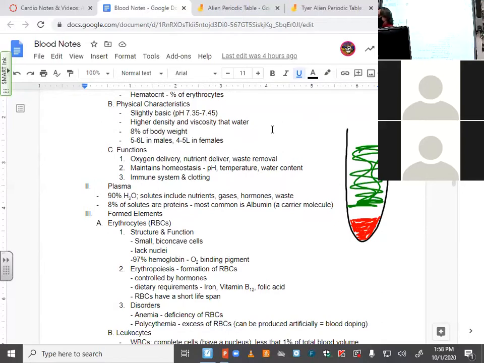If you start becoming dehydrated, you're going to remove water out of your plasma to replace that, which makes your blood not work so well, but it keeps you from dying. It also serves immune system and clotting. It protects your body from disease and prevents you from bleeding out, immune system and clotting.